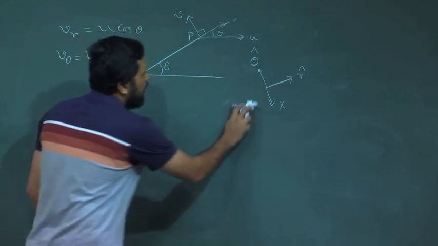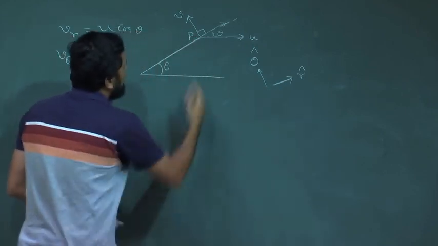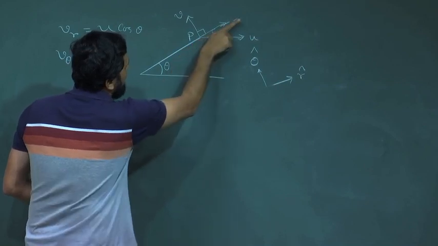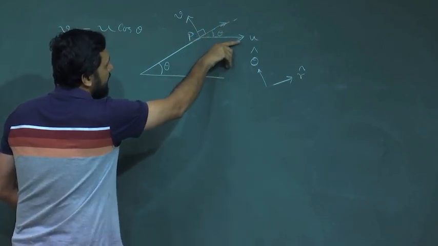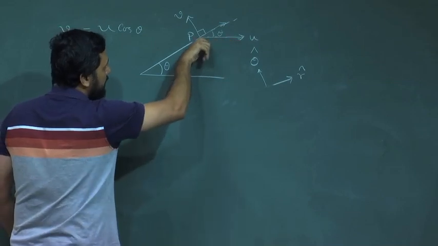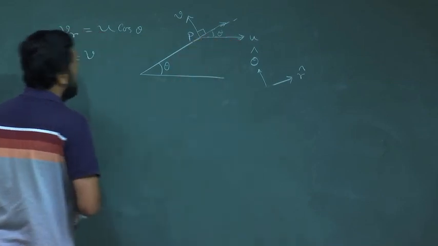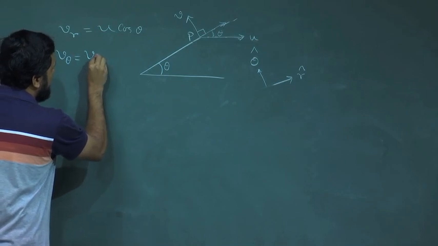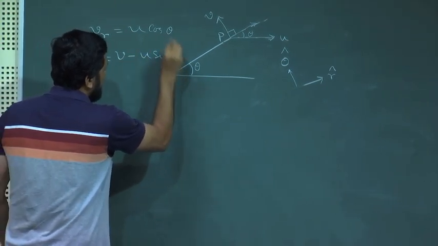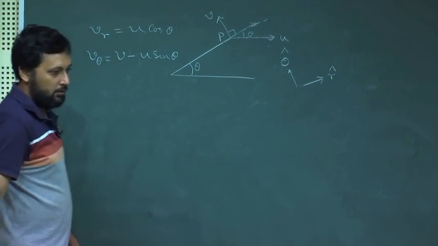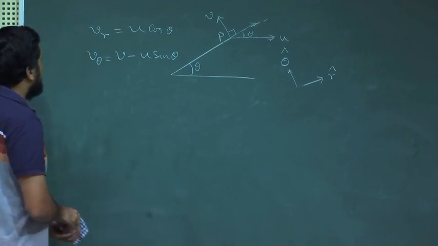So, if this is my direction of r cap, my theta cap direction is this. So, this one will have a velocity component which is opposite to this direction. So, v theta can be written as v minus u sin theta, right. So, we could write down the velocity components.